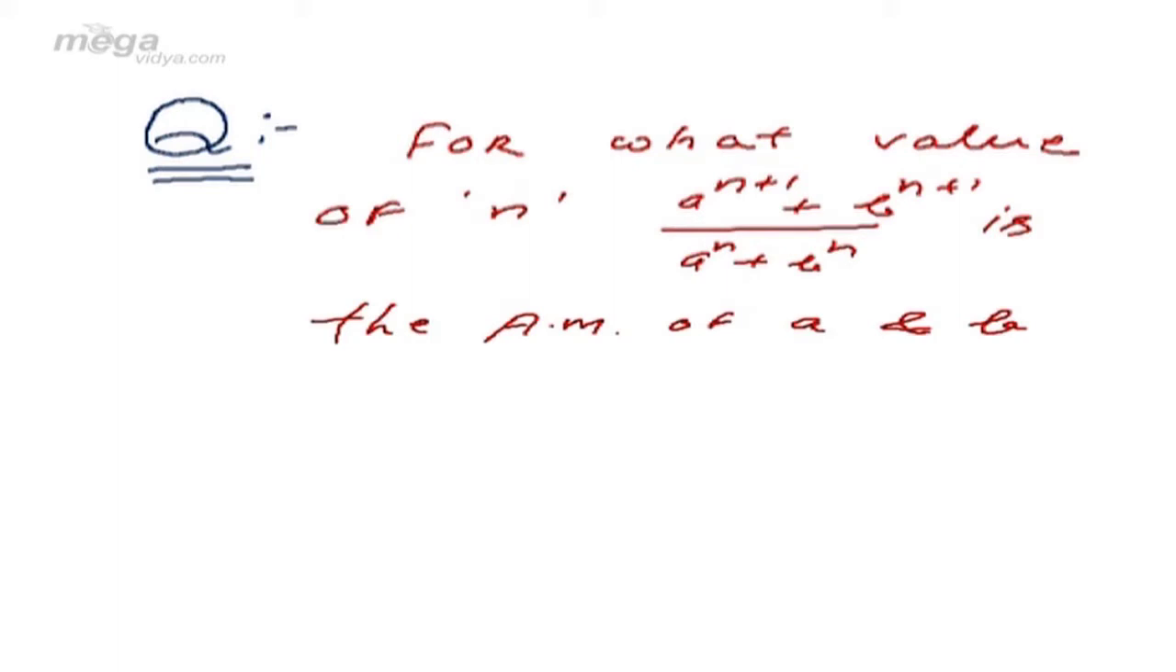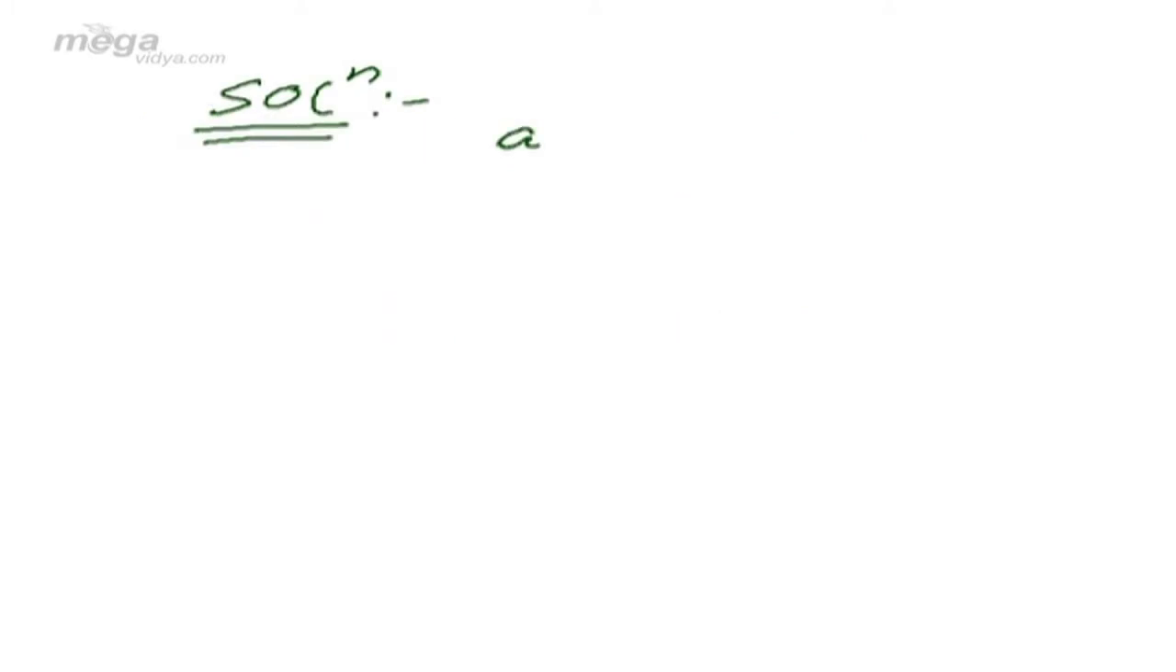Question: for what value of n is (a^(n+1) + b^(n+1)) / (a^n + b^n) the arithmetic mean of a and b? You know already this is a and this is b, but suppose capital A is the arithmetic mean between a and b. This sequence is in AP. Therefore, you know already the value of the arithmetic mean is (a + b)/2.